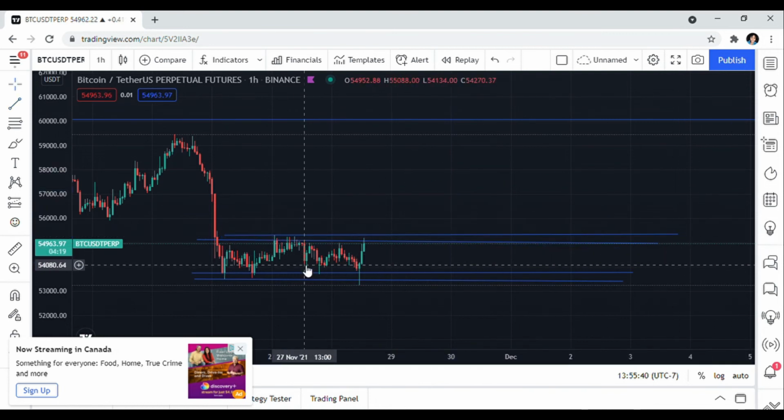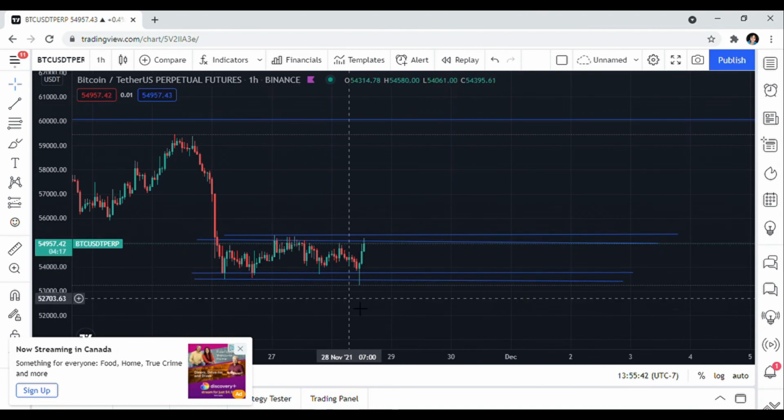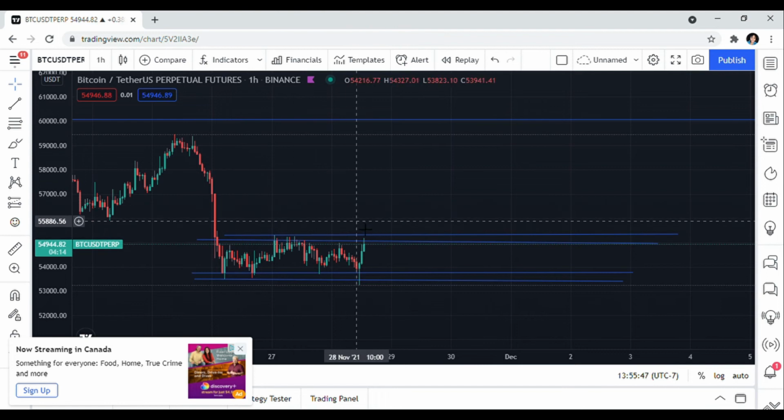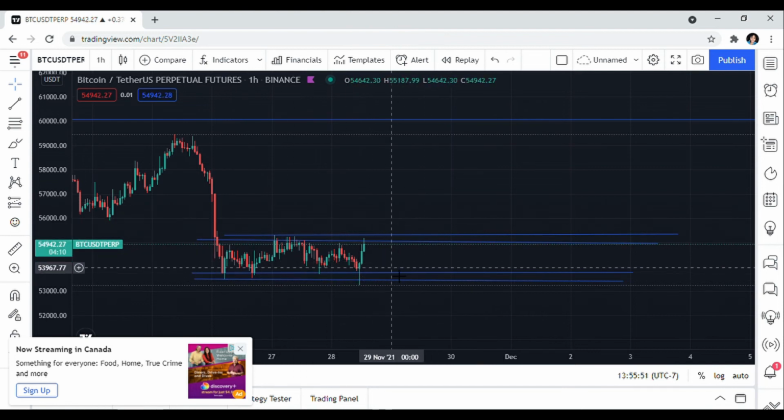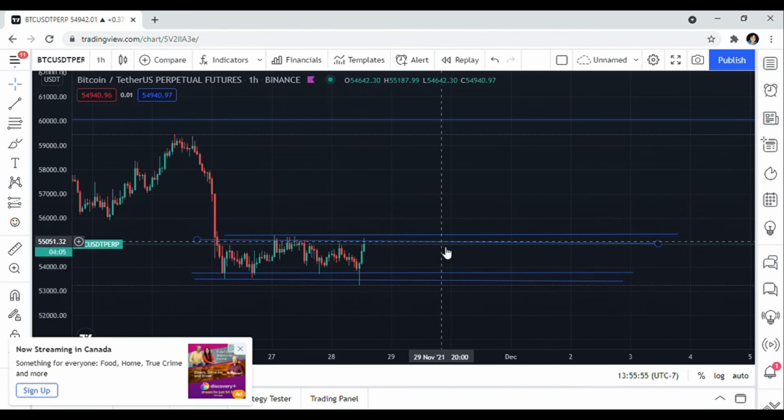Okay, so now I know this is the resistance area for this time frame at this time. Okay, this is the resistance area. Now I can place my trades based on this analysis right here.